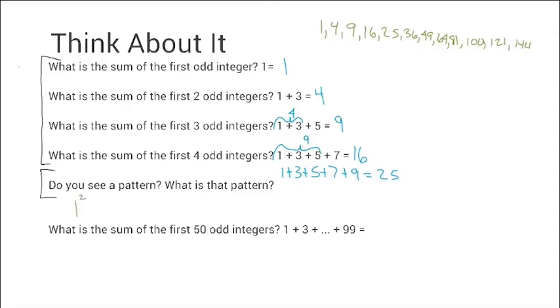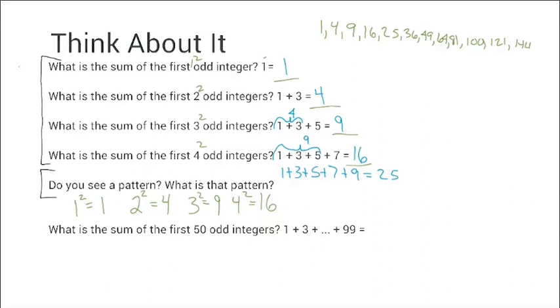Squaring it, yep. So 1 squared is 1, 2 squared is 4, 3 squared is 9, 4 squared is 16. When I want the sum of the first one odd integer, I get 1, which is 1 squared. The sum of the first two odd integers, I get 4, which is 2 squared. For the first three, I get 9, which is 3 squared. The first four, I get 16, which is 4 squared. Okay? The pattern you're getting is the sequence of perfect squares.